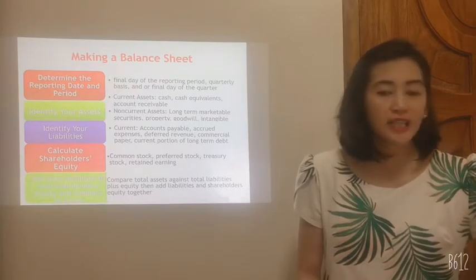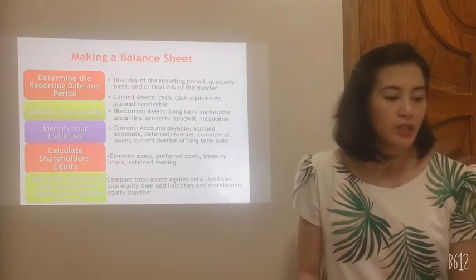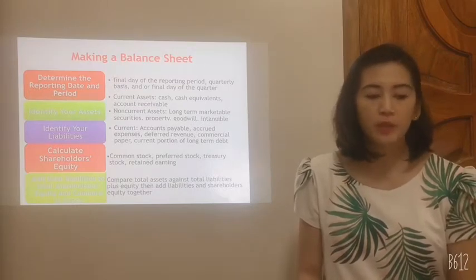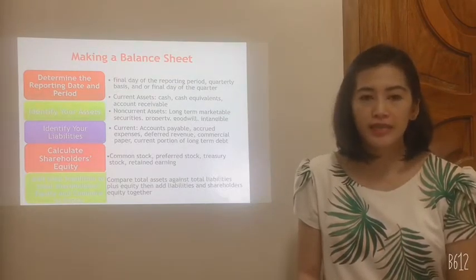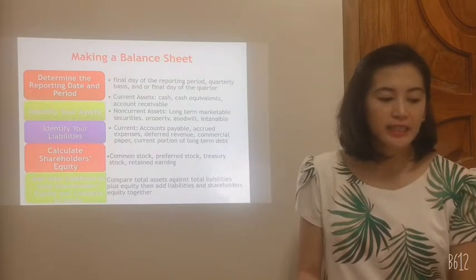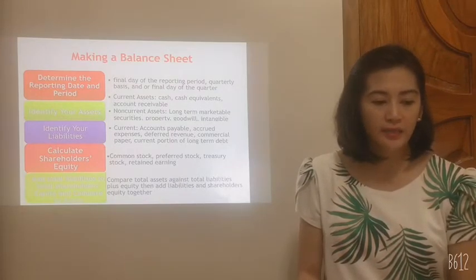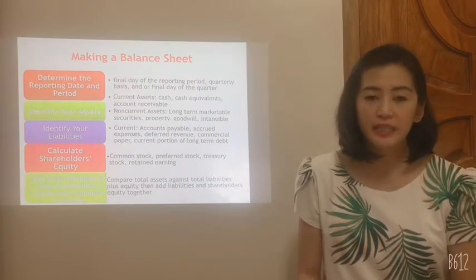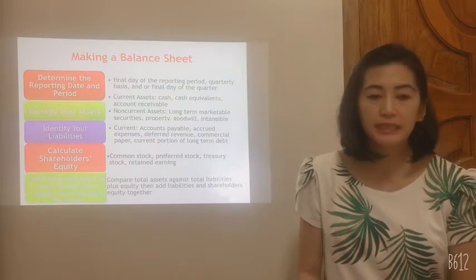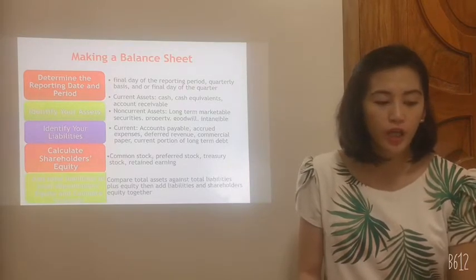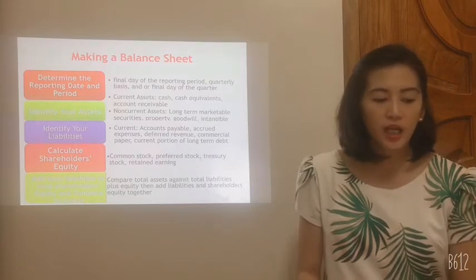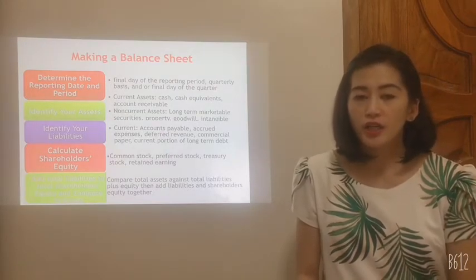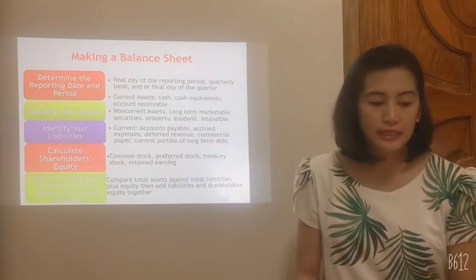Third, you need to identify your liabilities. Again, this should be organized into both line items and totals. Current liabilities include accounts payable, accrued expenses, deferred revenue, commercial paper, current portion of long-term debt, and other current liabilities. Non-current liabilities include deferred revenue, long-term lease obligations, long-term debt, and other non-current liabilities.